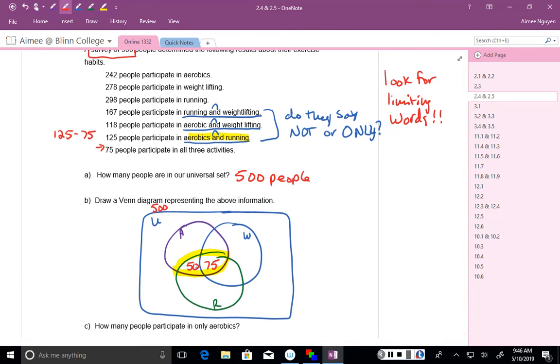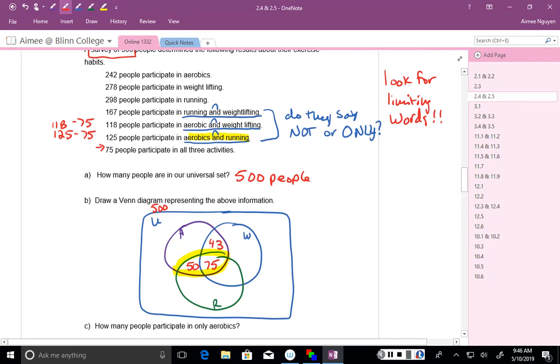And so then I can work my way up from there, because again, with aerobics and weightlifting, it doesn't say not or only, right? So this is all of the people that do aerobics and weightlifting. So again, I have to subtract those 75. So I have the 118 minus the 75. When I do that, I get 43. Aerobics and weightlifting would go here.